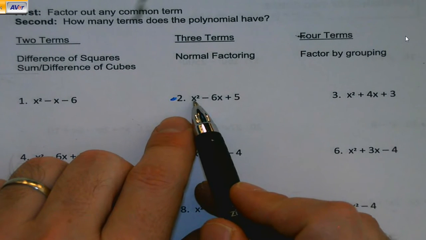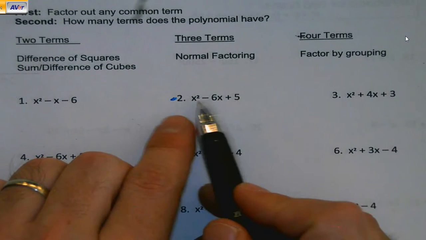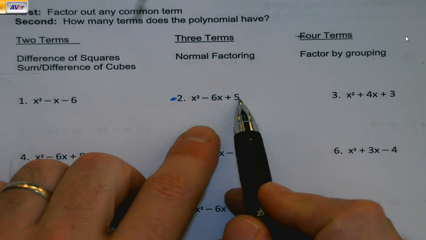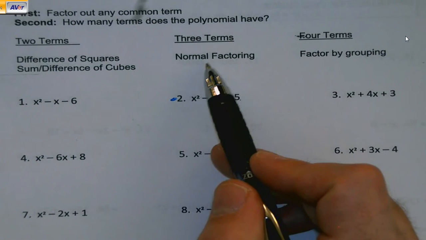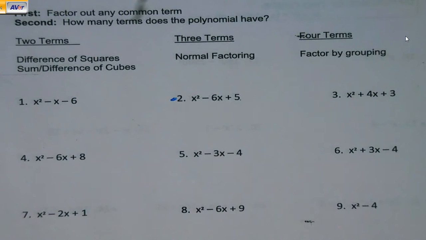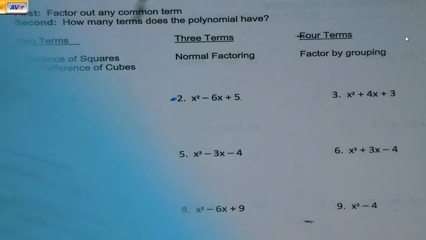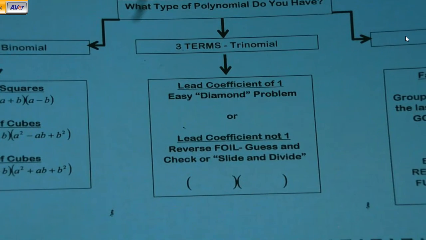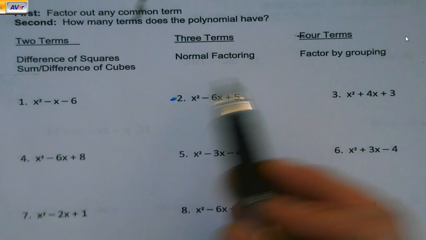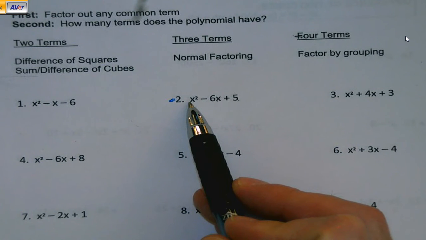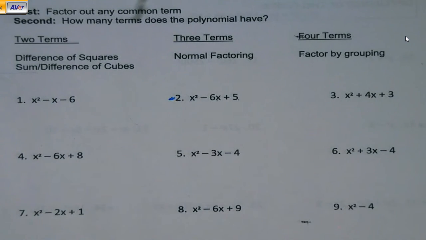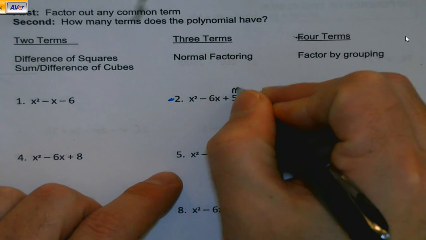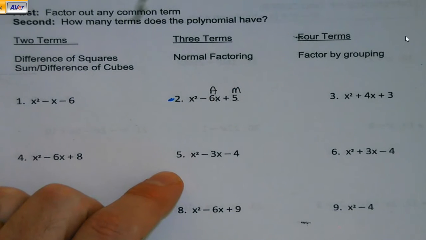I look through x squared, 6x, and 5. Well, no number divides into all 3, and only the first 2 have an x, so I don't have any common terms. So with 3 terms, we go to normal factoring. And if you're going to use your help sheet, with 3 terms, when there's a lead coefficient of 1, or in other words, when there's no number in front of my x squared, we're just going to do a diamond type problem. So again, that just means we're multiplying to get the number on the end and adding to get the number in the middle.